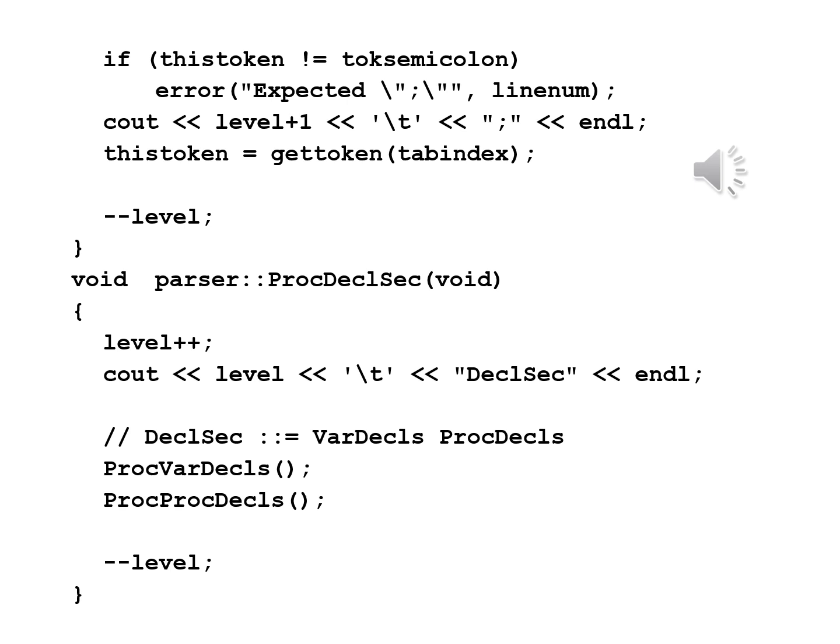The declaration section consists of various variable declarations and procedure declarations. These are handled by two recursive procedure calls.